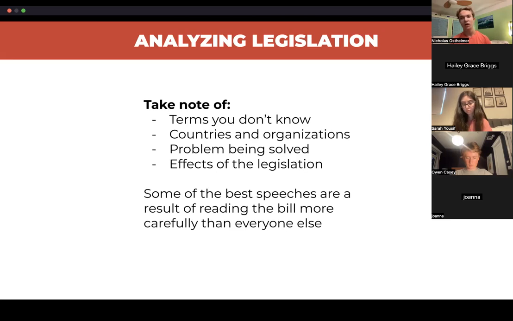Have basic knowledge of the agency which is responsible for enforcing the legislation so that you can discuss the appropriateness and see what power they have to actually enforce that legislation. And two very important things. Think, what problem is this bill trying to solve? And what is the overarching impact of the bill when we pass it? Even at the absolute highest levels of competition, I guarantee you that some of the best and most unique speeches happen as a result of reading the bill more carefully than everyone else and seeing something that no one else saw.